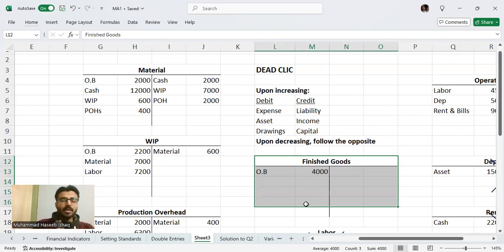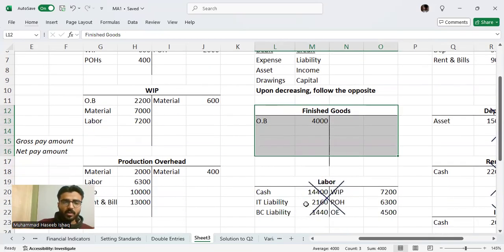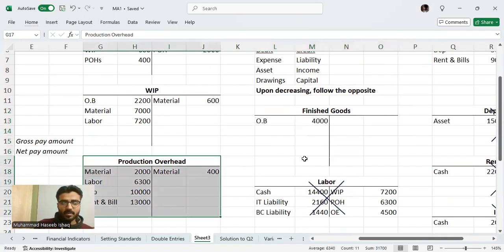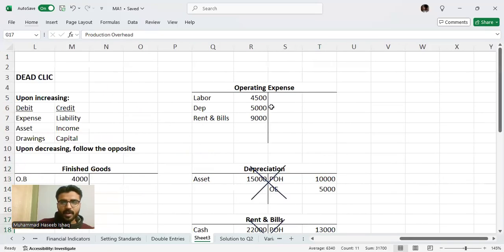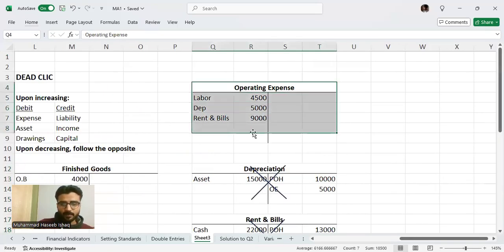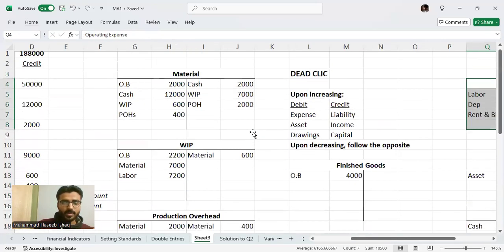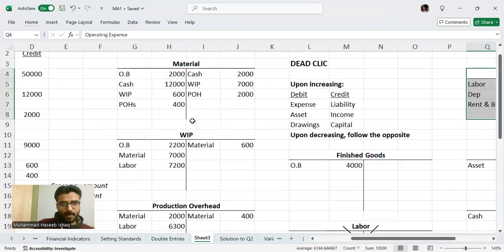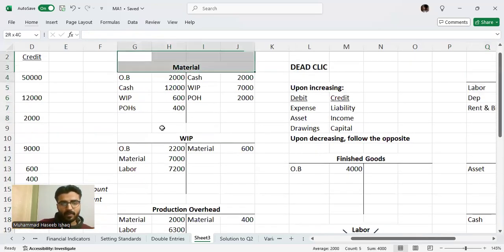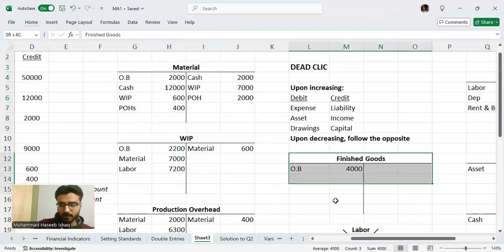So all the cost that has been debited to these accounts is not credited. Some portion of the inventory remains at the end of the period, and it is known as closing inventory. So these accounts are not emptied. The production overhead account will be emptied, as you will see later in the next video, and the operating expense account will also be emptied. So all the other accounts are emptied, but not the material, work in progress, and finished goods accounts.